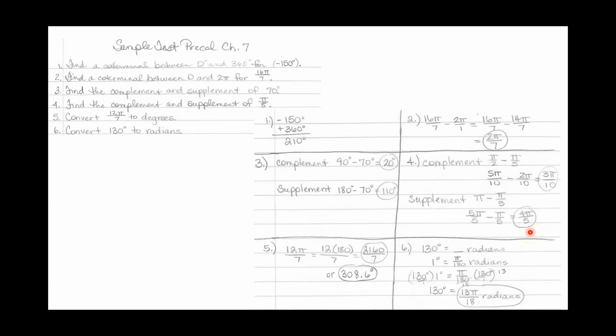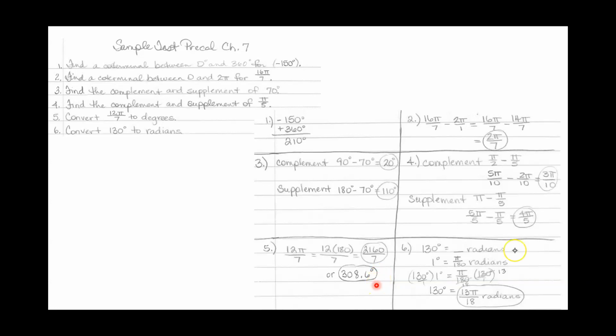All right, then for 5 and 6, we want to convert back and forth between degrees and radians. So they ask us to convert 12 pi over 7 to degrees. And remember our shortcut for that is that we can just replace pi with what it's equal to in degrees, 180, and then we can just reduce this. So we ended up with 2,160 over 7. And if you'd rather write that as a more normal looking value, if you literally put this in your calculator and divide, you're going to get 308.6.